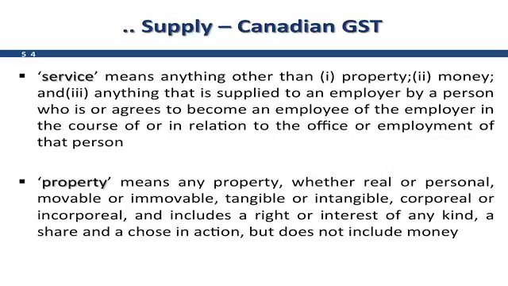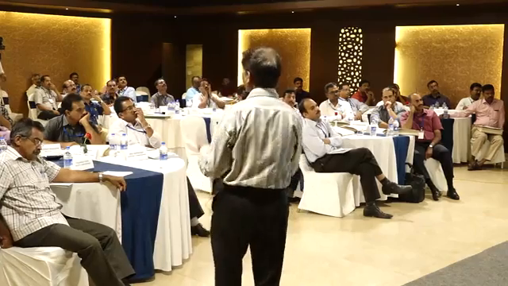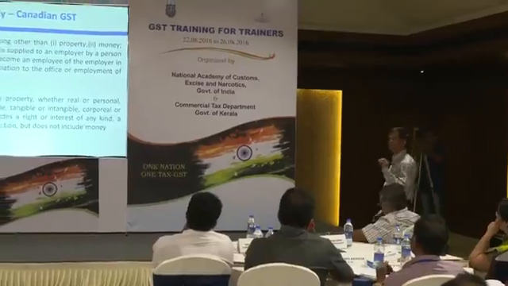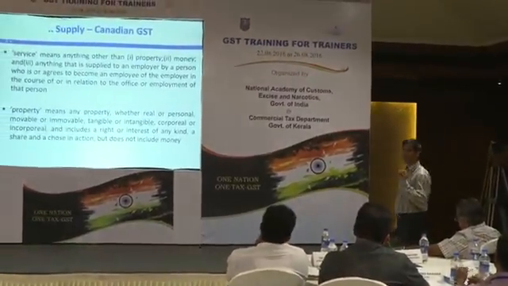Property means any property, whether real or personal, movable or immovable, tangible or intangible, corporeal or incorporeal, and includes a right or interest of any kind, a share and a chose in action, but does not include money. Now, if you look at these 6 VAT laws from where I have put the extracts, certain delineating features will be very, very visible in going ahead with defining the scope of supply.